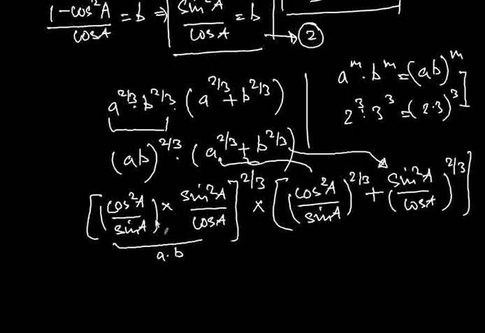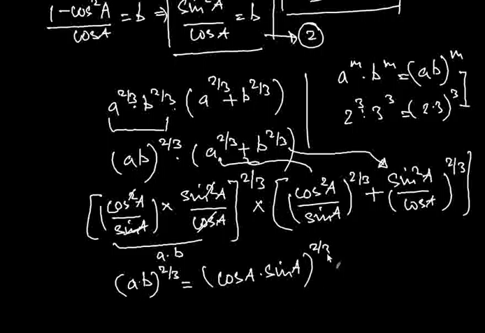Now what we can do is we can cancel, there's a sine square A and a sine A, so we can just cancel out this sine, and it'll leave one sine A in the numerator, and we can cancel out one cos over here, and we can cancel out one cos over here. So this whole expression AB raised to the power 2 by 3 just boils down to cos A into sine A raised to the power 2 by 3, right? As for the sum, let me just scroll down a little bit.